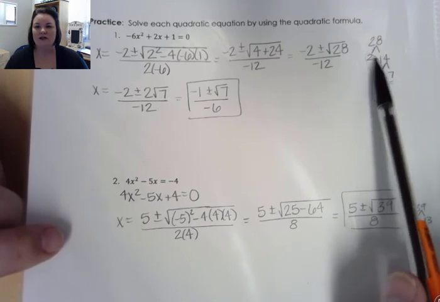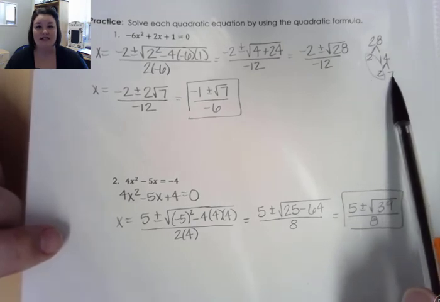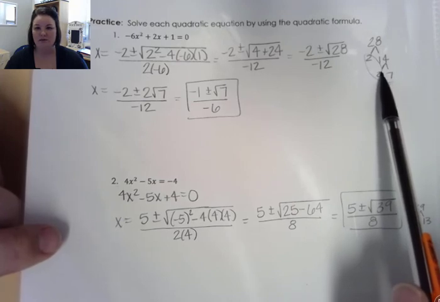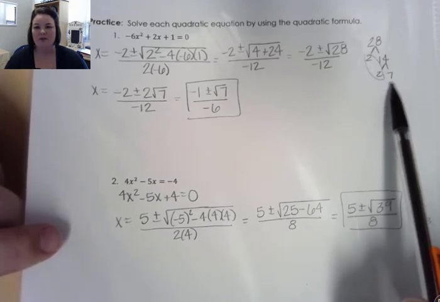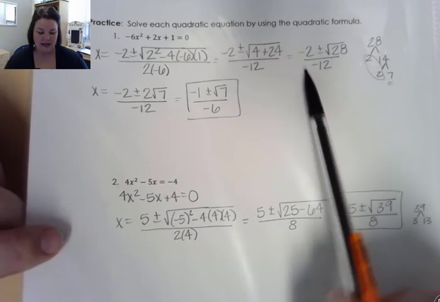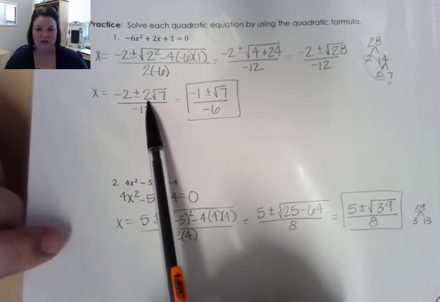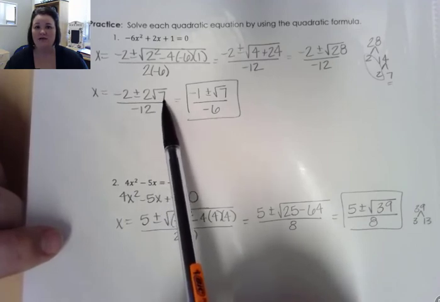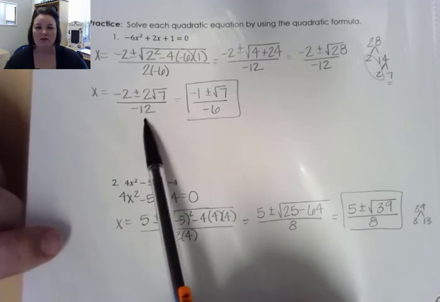So 28 is 2 times 14. 14 is 2 times 7. I do have 2 copies of a 2, which means I can bring a 2 out, and I'll be left with that 7 underneath the radical. So I'm just going to rewrite this as -2 plus or minus the 2 that I brought out, square root of the 7 I had left over, all over -12.